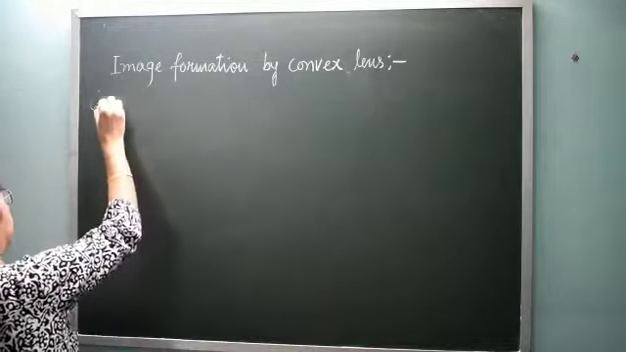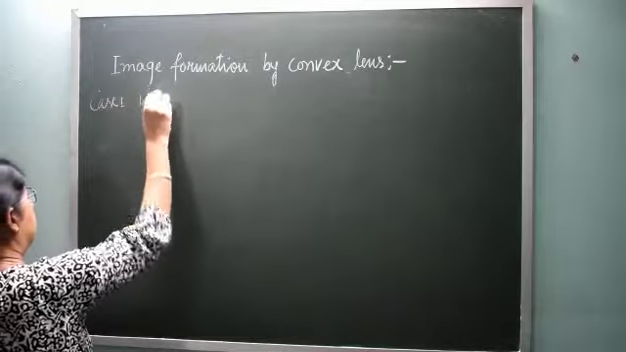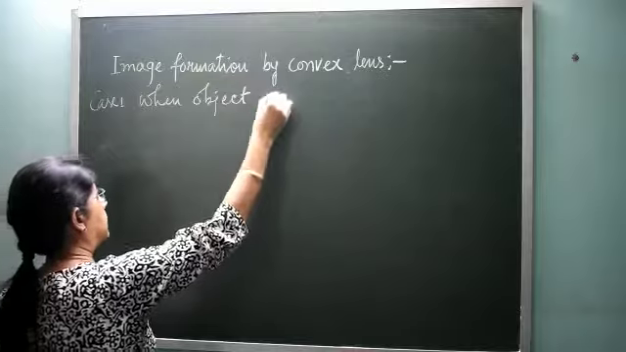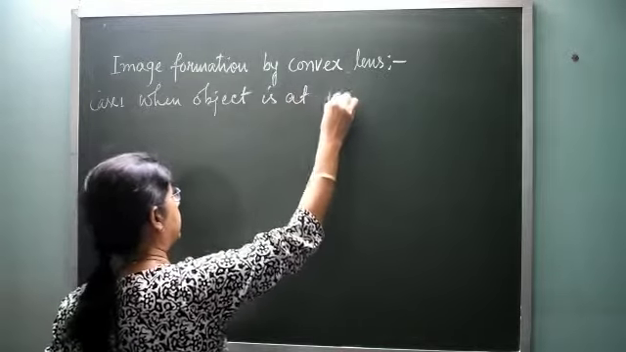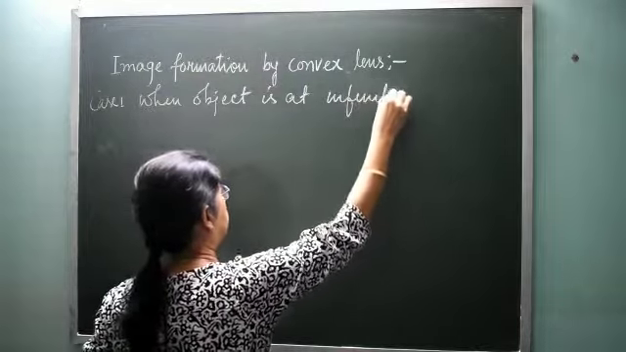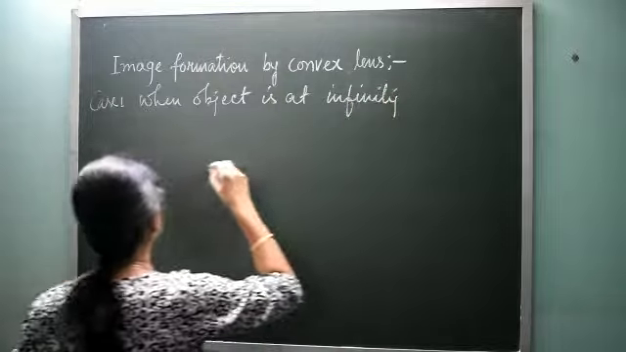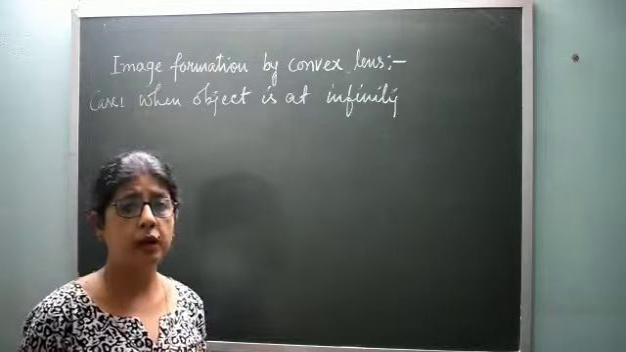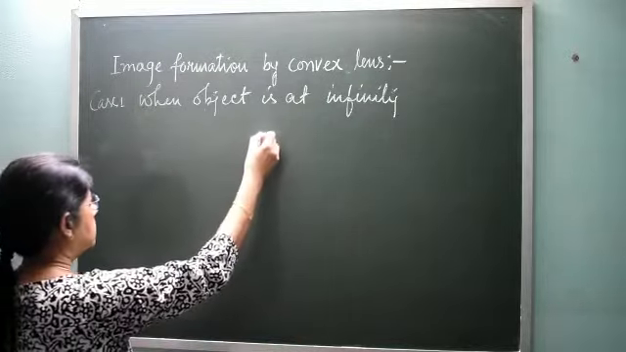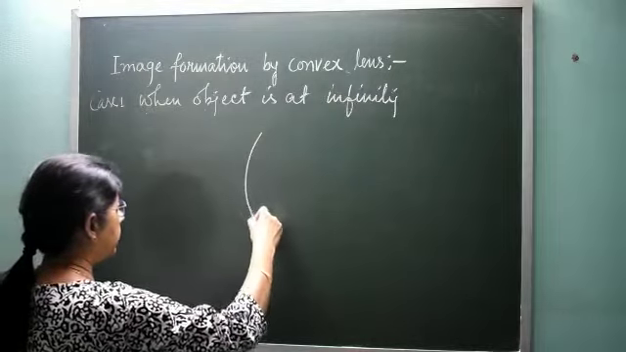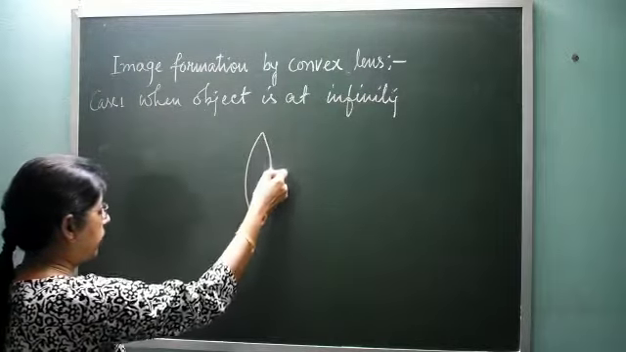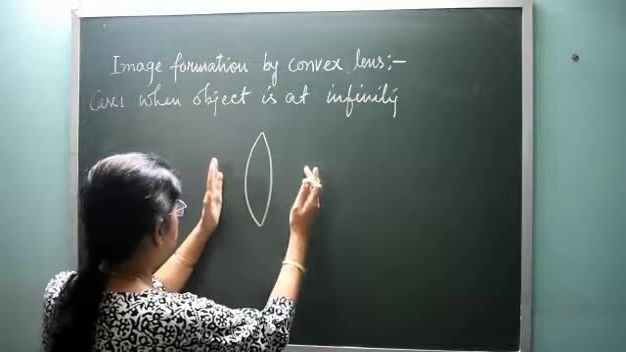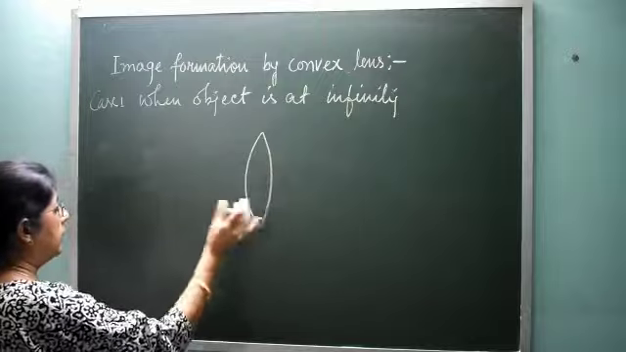So case 1, when the object is at infinity. To draw the ray diagram, I request you all to take a sharp pencil and give the marks once at a time. Don't rub it many times. And this lens should not be too thick. It should be a thin lens.